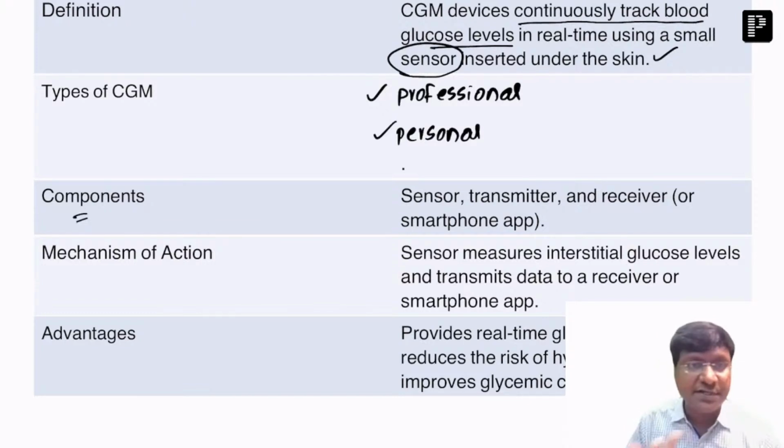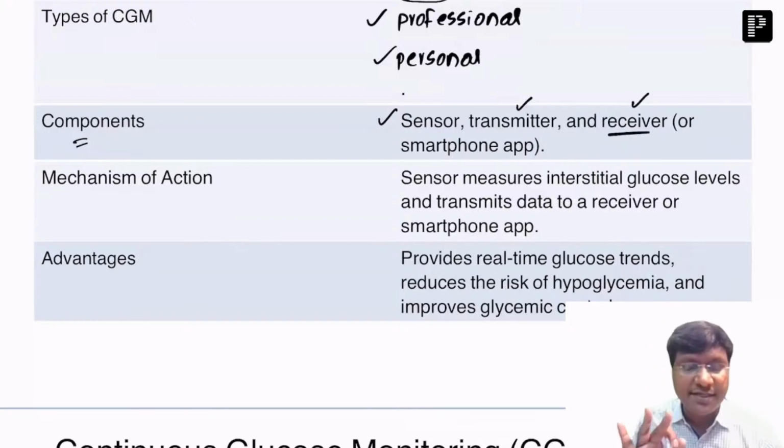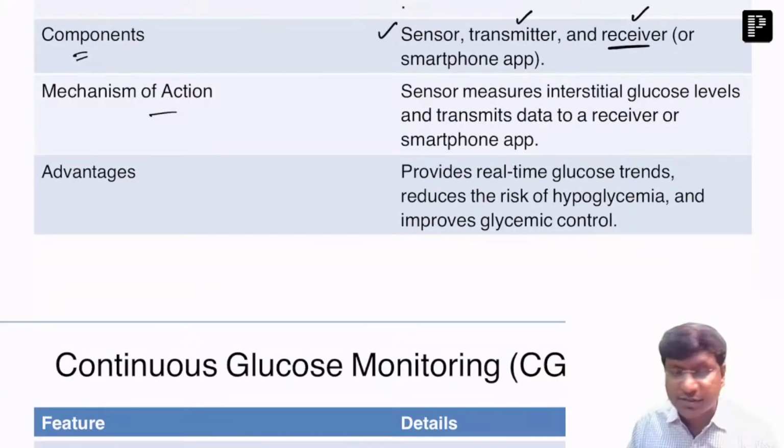Now, what are the components of the continuous glucose monitor? It has the sensor, the transmitter, and the receiver. These are the three components. These receivers are usually in the form of apps on smartphones. What is the mechanism of action? The sensor measures the interstitial glucose levels and transmits the data to the receiver, or to the smartphone app.